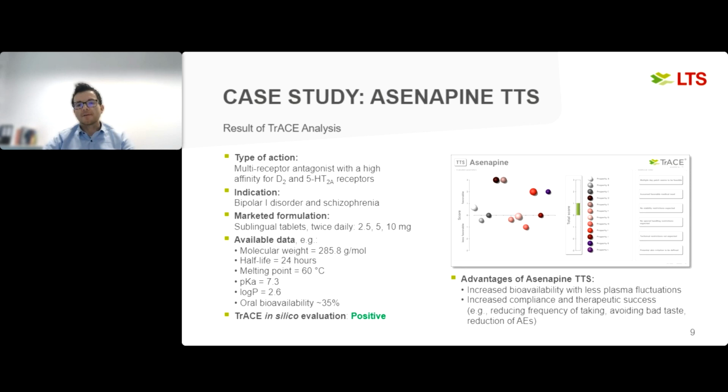Furthermore, you can find on the right side of the trace analysis further assumptions and additional notes, like potential administration times of the patch, technical or stability restrictions we found during our literature research. Please apologize that I cannot explain every aspect here in detail due to the limited time, but feel free to contact us so we can perform such a trace analysis also for your transdermal or transmucosal candidate. In summary, the available physicochemical properties of a candidate are most important for such trace analysis, which leads for azanapine to a positive in silico evaluation for transdermal drug delivery.